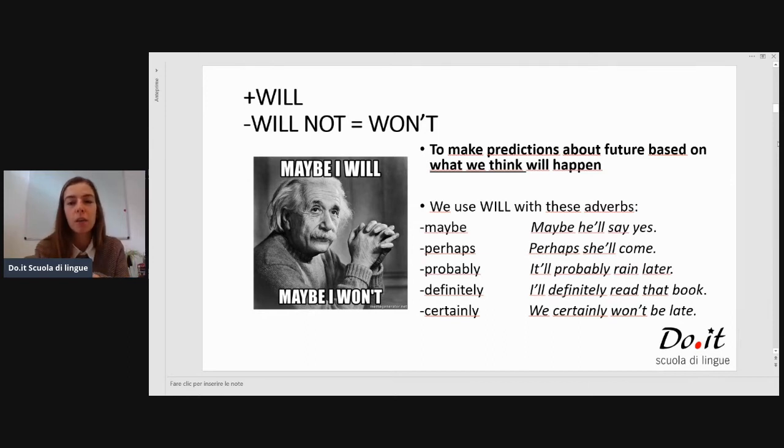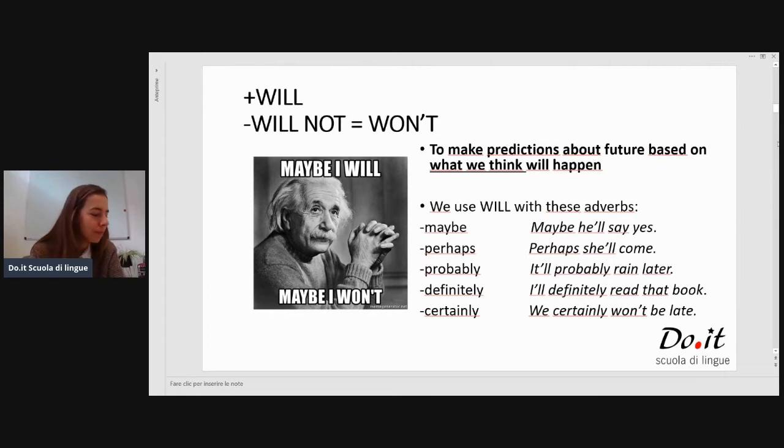So we use will with these adverbs. Maybe he'll say yes. Perhaps she'll come. Some of you might ask what the difference is between maybe and perhaps. It's the same thing. Perhaps is a little bit more formal, but it's the same thing.